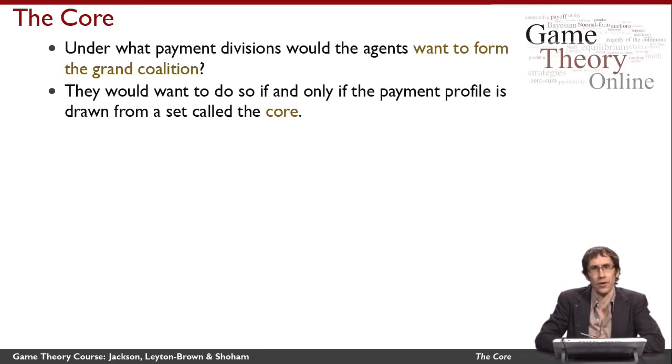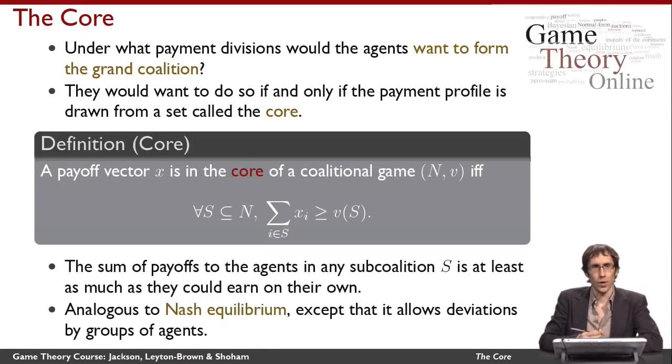Under what payment divisions would the agents be willing to form the Grand Coalition? And the answer, as we'll see, is that they would be willing to do so if the payment profile belongs to a set which we'll call the core. Here's how we define the core. So we're going to think about a given payment vector that's going to be an assignment of a certain amount of value to each of the different members of the coalition.